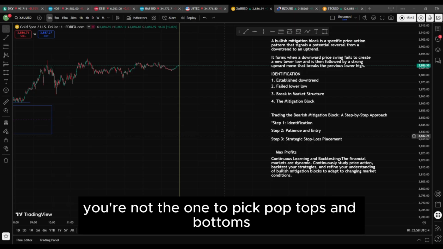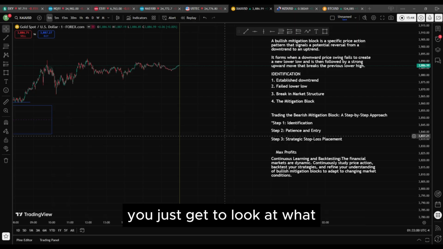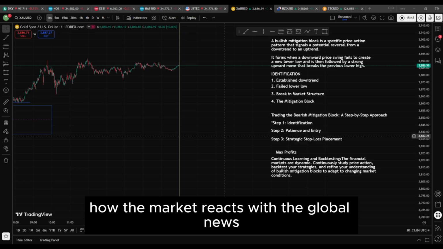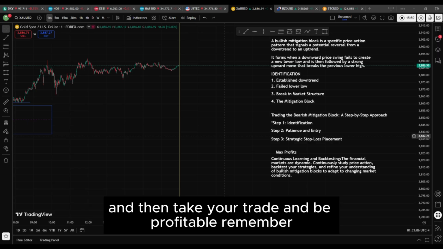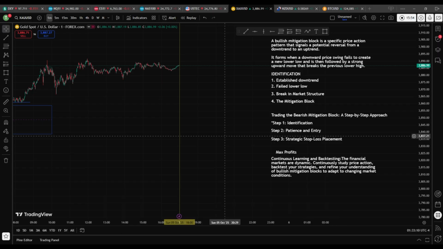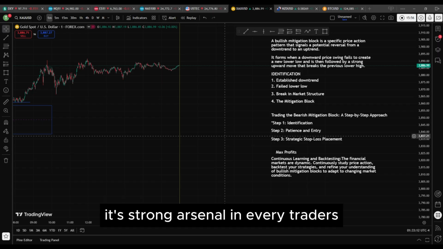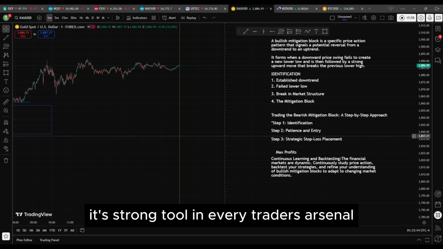You're not the one to pick tops and bottoms. You just look at how the market reacts with the global news, and then take your trade and be profitable. Remember, risk management is a strong tool in every trader's arsenal.